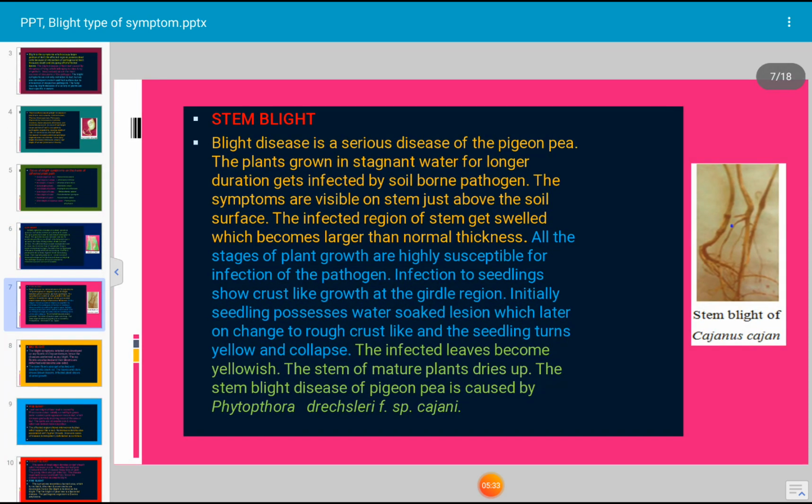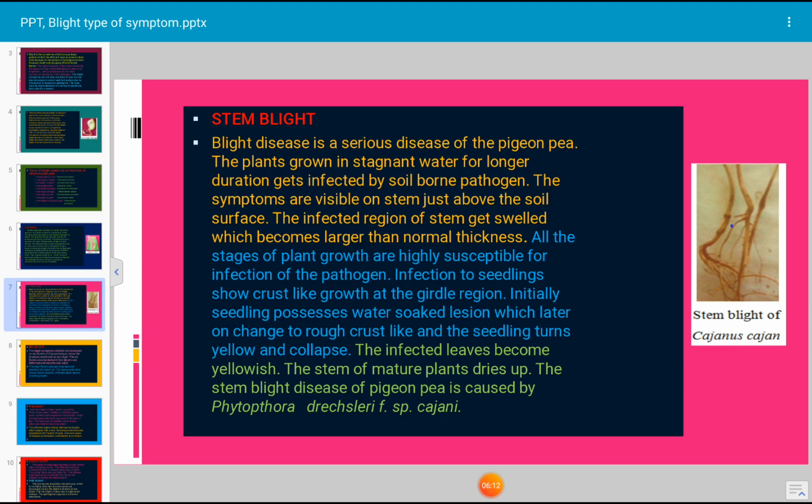Next, the photograph shown here is the stem blight disease of Cajanus cajan, which is caused by Phytophthora drechsleri, forma specialis cajani. This stem blight disease is a serious disease of pigeon pea. The plants grown in stagnant water for a longer duration get infected by the soil-borne pathogen. The symptoms are visible on the stem just above the soil surface. The infected region of the stem gets swollen, becoming larger than the normal thickness. All the stages of plant growth are highly susceptible to infection by the pathogen.